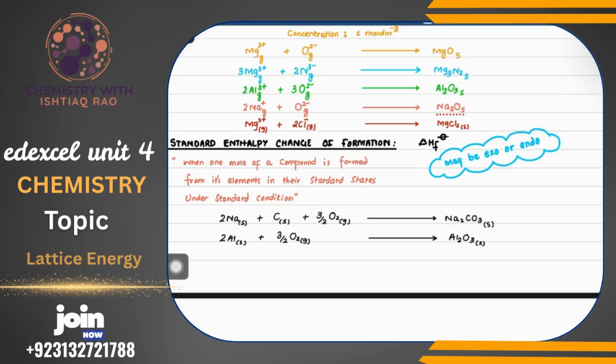Let's say I have to form aluminium oxide. To form aluminium oxide, we need to write the elements in their standard states. Aluminium is solid and oxygen is a gas. It's a diatomic gas, so for balancing the equation, we are supposed to write 3 by 2. Rather than writing any number on the product side, we can balance in this manner. But again, we must not write any number on the product side.